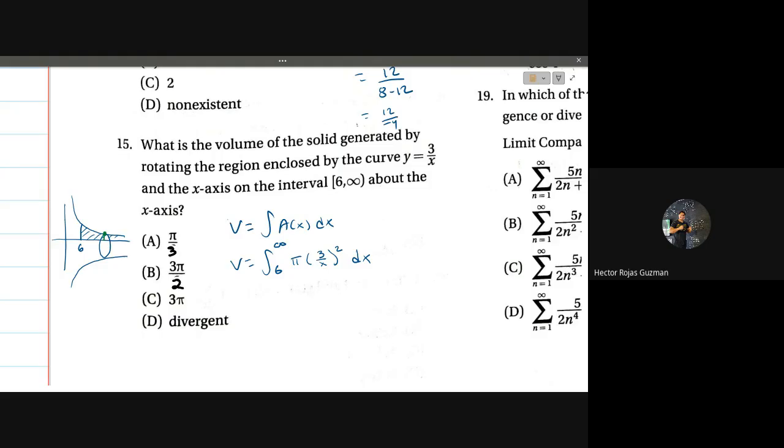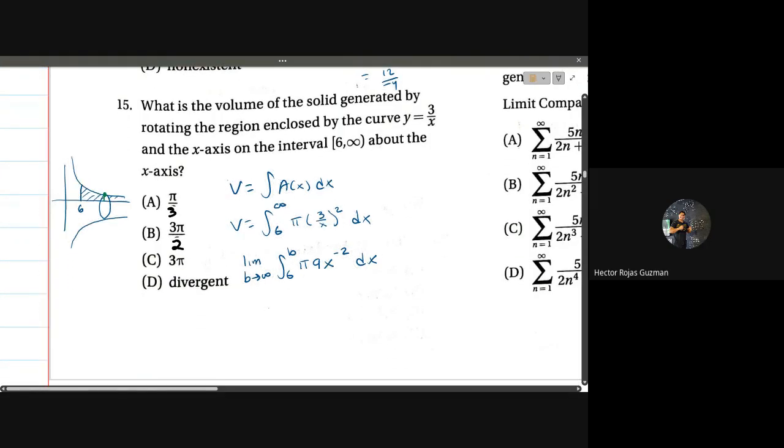Now, again, if you were doing this in an FRQ, you do need to set up the integral and maybe do something like this. The limit as b approaches infinity of the integral from 6 to b of pi. So that's going to be 9 over x squared. But I'm going to write it as 9 times x to the power of negative 2, just so that I'm ready to integrate.